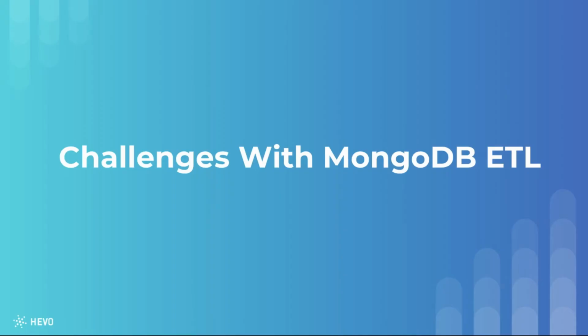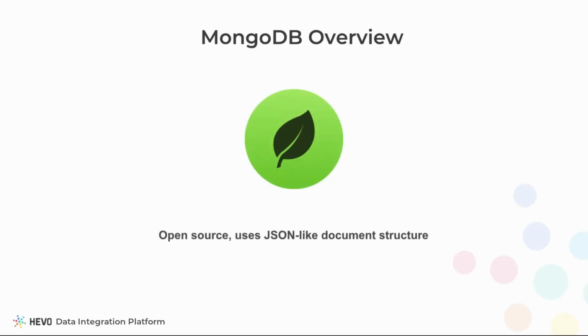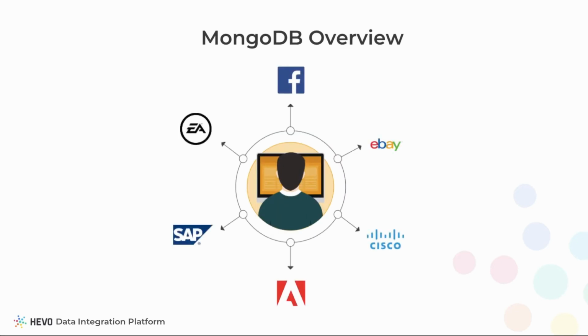In this video, let us talk about some of the ETL challenges faced by engineers while moving MongoDB data into a warehouse like Redshift or BigQuery. Before we begin, let me tell you a bit about MongoDB. MongoDB, as you may already know, is an open-source document-oriented database and uses JSON-like documents to store data. MongoDB is very popular among developers building web applications and services owing to its schemaless nature. This gives scope for rapid development and flexible deployments at scale.